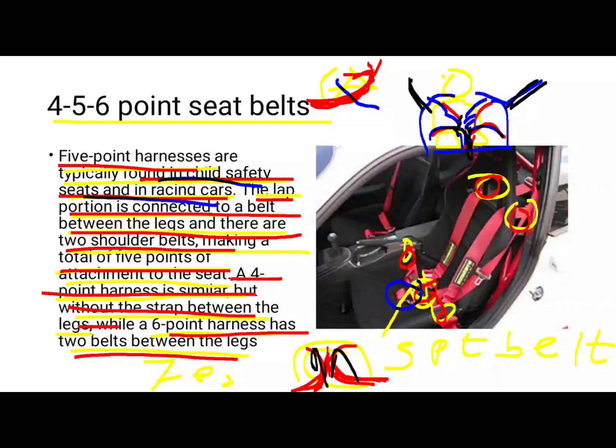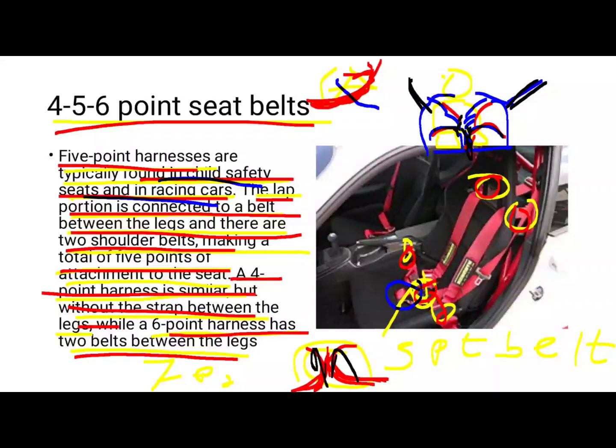So these are the applications and uses of 4, 5, 6-point seat belts. This is actually extra knowledge. This can be asked in the exam for, we can say, 3 marks or something. So you need to pay attention to this also.